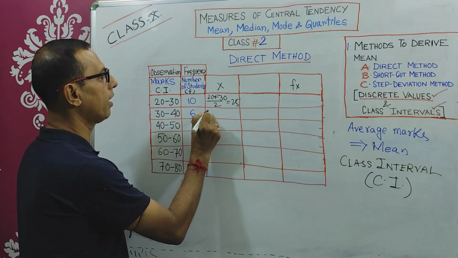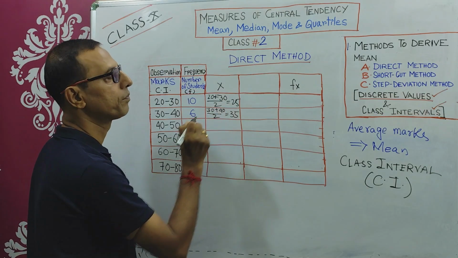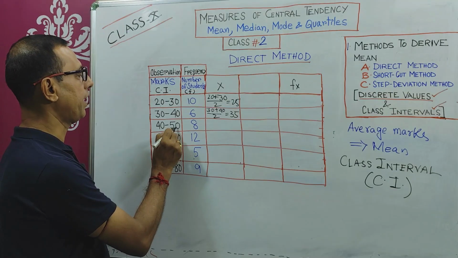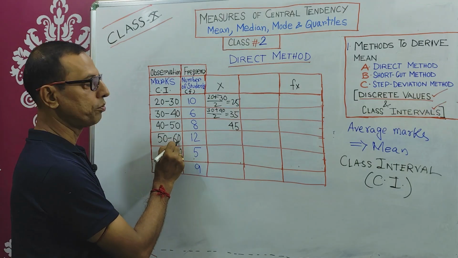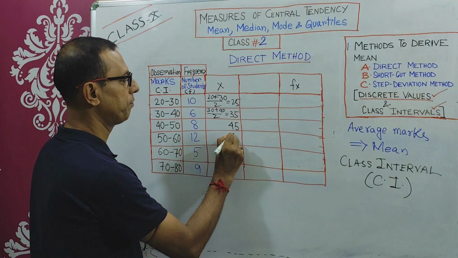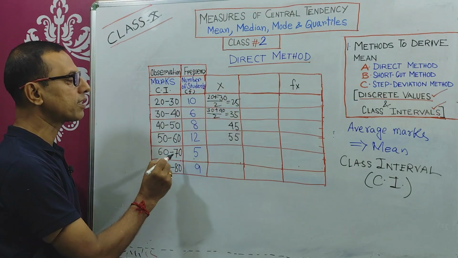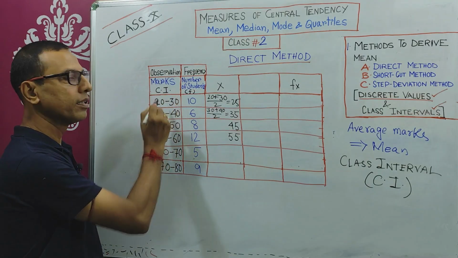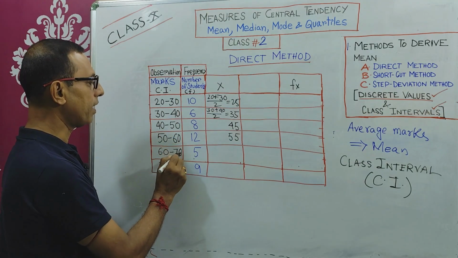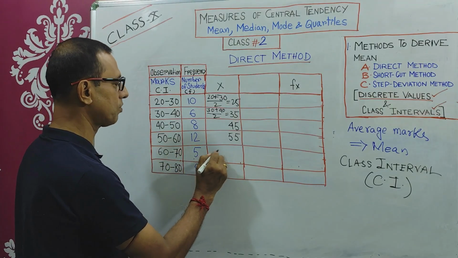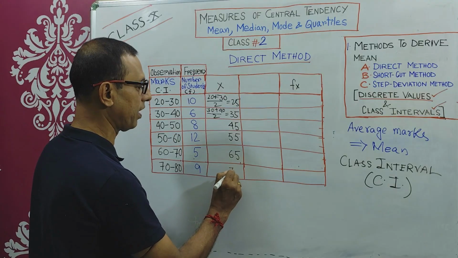Here it is 30 plus 40 divided by 2, that is equal to 35. Here it is 40 plus 50, 90. 90 divided by 2, that is 45. 50 plus 60 by 2, that is 110 by 2, that is 55. 60 plus 70 by 2. So you need to find out the average marks for each class interval when a class interval kind of question is given to derive the mean, right? 60 plus 70 by 2, the average marks for this particular class interval, is 130 by 2, that is 65. And what is the average marks for this class interval? That is 70 plus 80 by 2, that is 75.